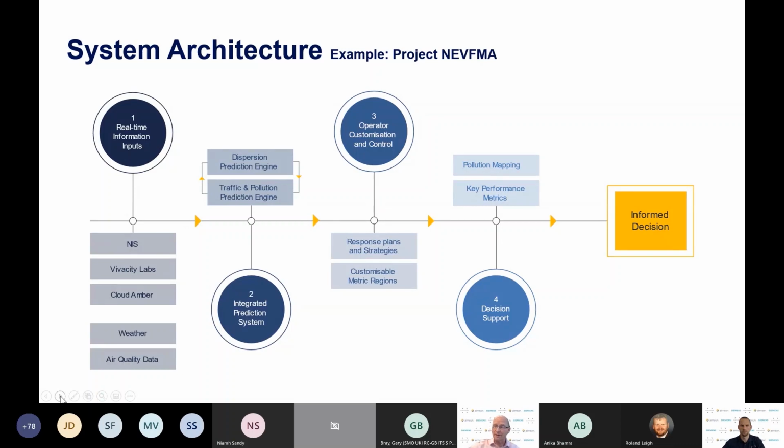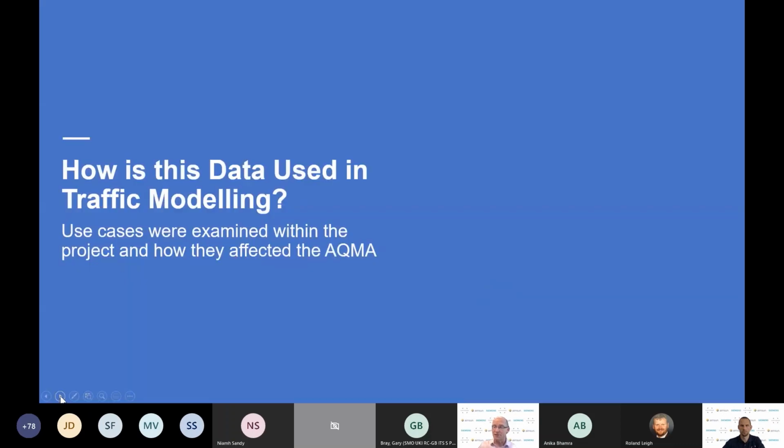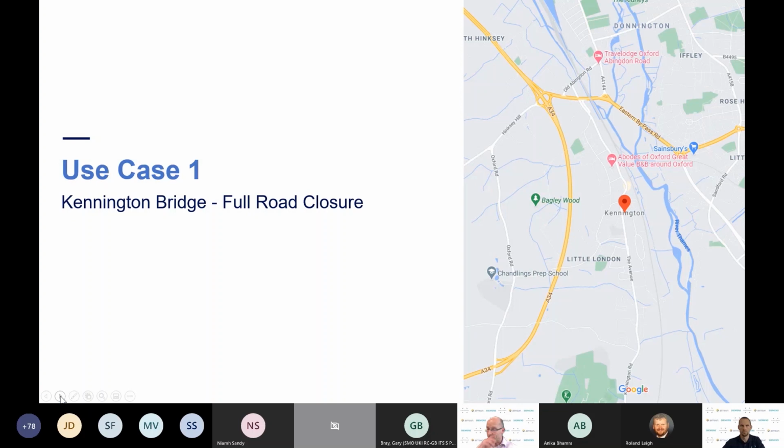So let's just talk about, next slide please, how this data is then used within the project and within the AQMA. So the next slide says use case 1, Kennington Bridge. This is a bridge that's going to be reconstructed in the next 2 or 3 years. It's up for replacement. There's also some waterworks, some flood alleviation works going on at the same time. So it's actually quite a major construction for the area.